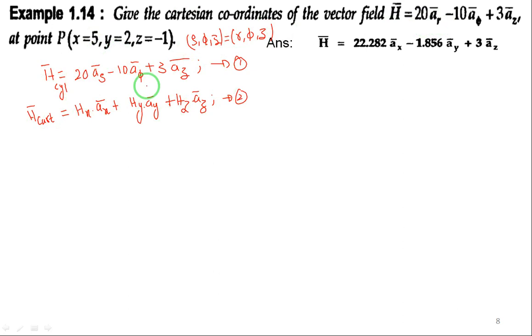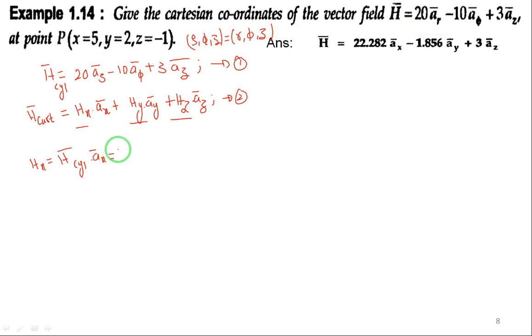They have asked to find the Cartesian coordinates. In the previous problem we did Cartesian to cylindrical; here we have to do cylindrical to Cartesian. That's all. First I want to calculate hx, hy, hz. First we'll calculate hx. For this, take the projection of the cylindrical vector H cylindrical in the x direction.